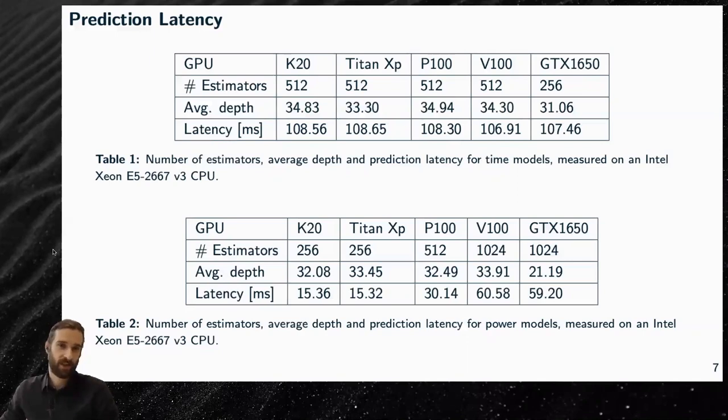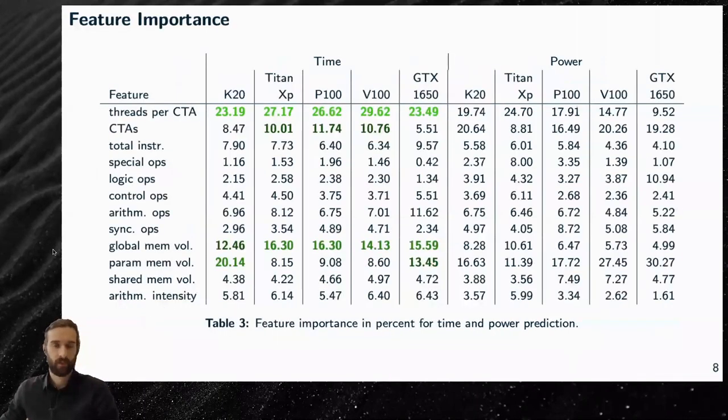These numbers could possibly be improved by having a faster implementation and also leaving out unimportant features. Which leaves us to the feature importance. The most important features for time prediction are threads per CTA. Next comes global memory volume, and then usually CTAs, but that is not the case for the K20 and the GTX 1650, because there are fewer streaming multiprocessors. CTAs are not that important, and instead the parameter volume is more important.